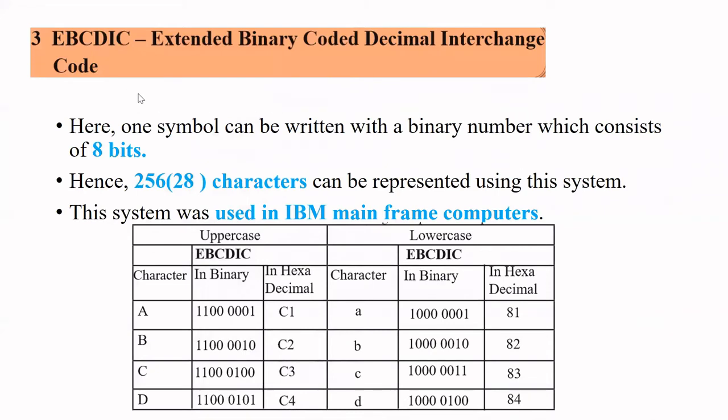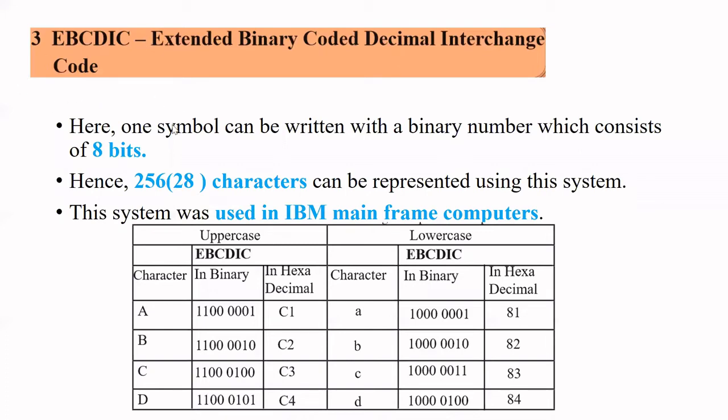This is very easy, but normally we don't use such coding systems, because the EBCDIC coding system, or Extended Binary Coded Decimal Interchange Code, is normally used only in IBM mainframe computers, right? But here we are considering only mini computers, right? So this is also a very old coding system, but we have that coding system in our syllabus. Therefore, we have to understand it, right?